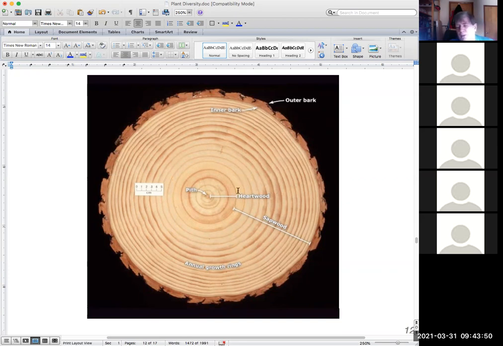But this means that if we find a tree trunk like this tree trunk and we look at it, we can tell that there were a couple of years in here where there was a lot of moisture because our rings are pretty big. But then there were some years in here where there wasn't much moisture, where there was a drought.